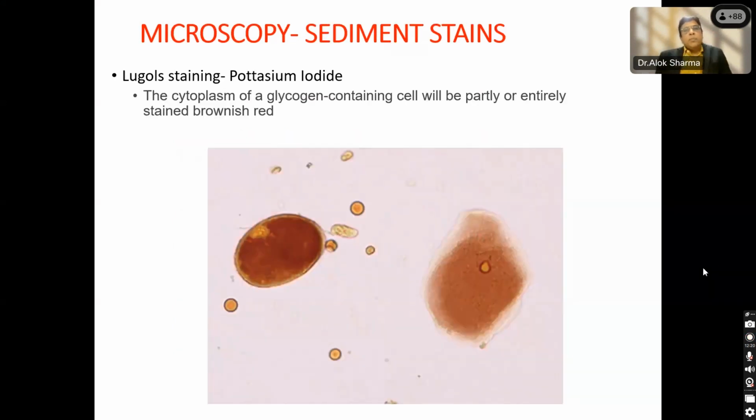Now, sometimes you have glycogen containing cells in the urine, right? If you do Lugol's, the usual Lugol's staining, the potassium iodide stain, you can stain these glycogen containing cells brownish. They will be either partly or entirely stained brownish red. So this is also a useful stain when you have a specific clinical question in mind.